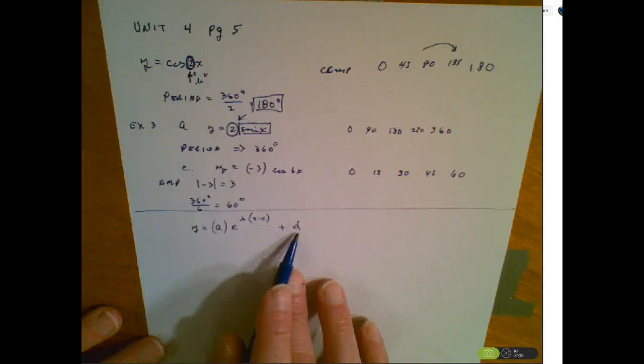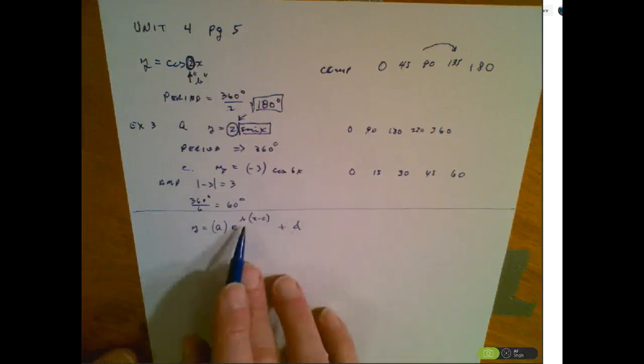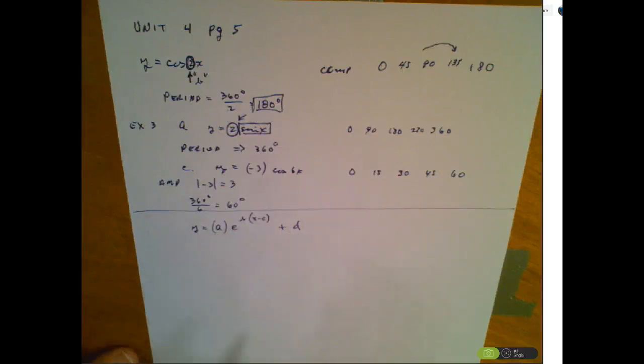And then D could be positive or negative, and it could affect the up and down translation. Now, B could be negative and A could be negative, and remember, those were reflections about what I call the axis that we would move to find the new position of the key points, etc., that I've taught you. Now, we're going to apply the exact same methodology to sinusoids.